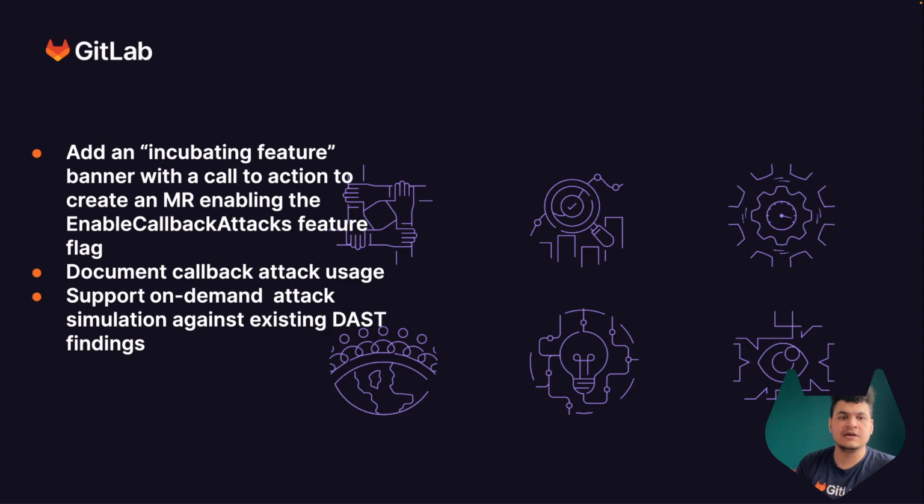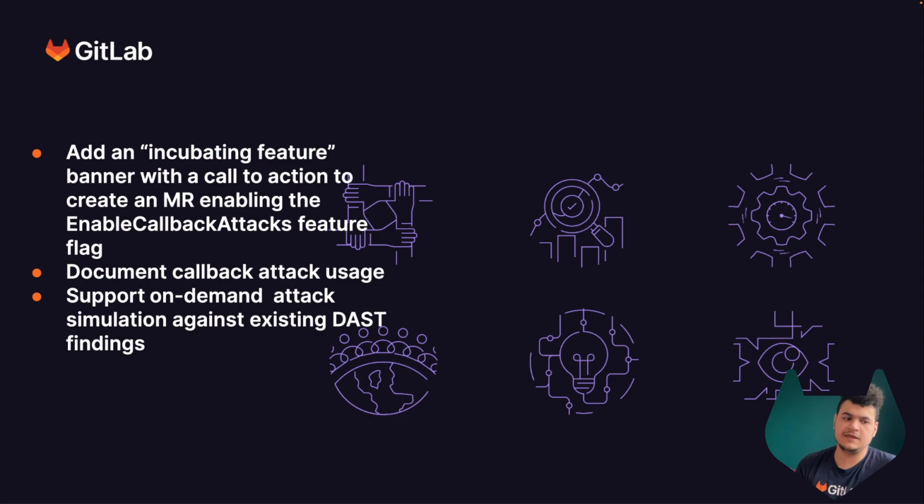generic attacks against. I'll be documenting callback attack usage. It's something I've started internally. I've started doing merge requests around those docs. So what I'd like to get, as well as that blog post introducing the feature, is good user documentation up front for folks who want to enable that incubating feature. As well as that is just supporting the on-demand simulation of a DAST finding.